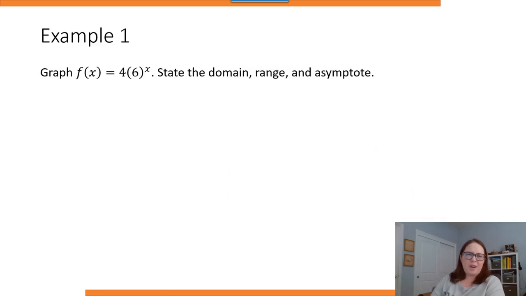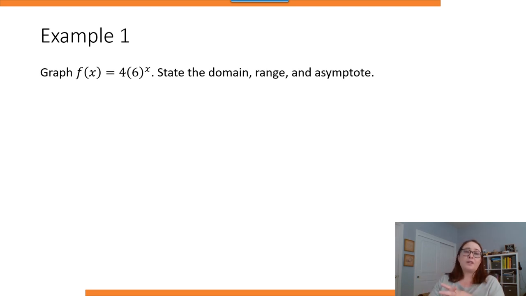All right, so let's practice with some graphing and finding some aspects of it. So here we want to graph the function f of x equals 4 times 6 to the x. And then we want to identify the domain, range, and asymptotes for it. Because these graphs are so distinctive, really you get the one point and you identify whether it's increasing or decreasing, and you can sketch the graph pretty quickly.